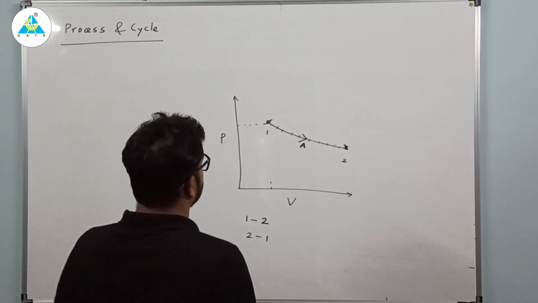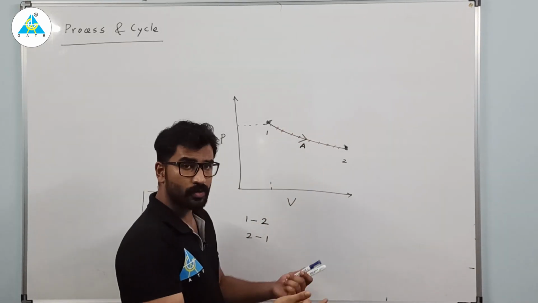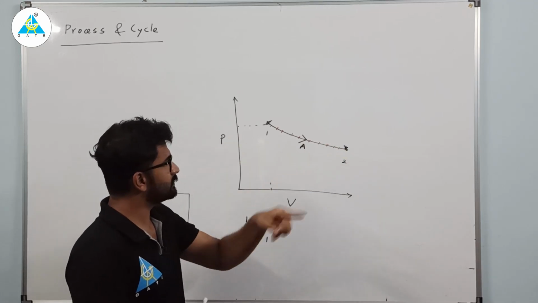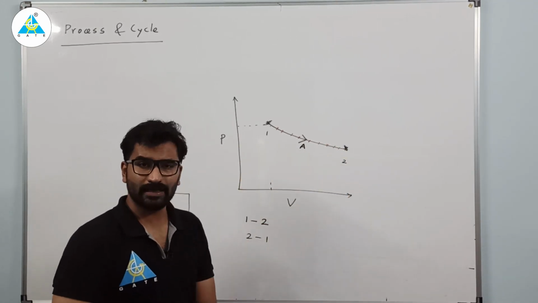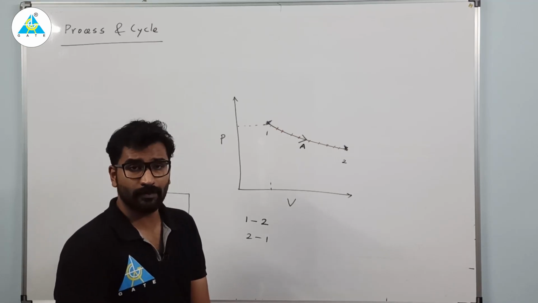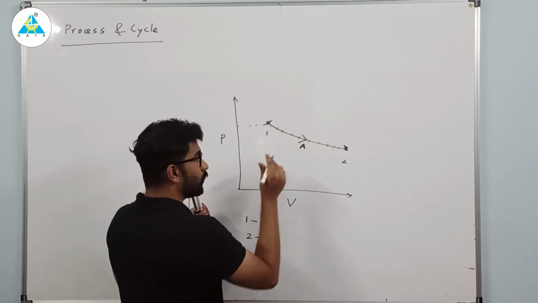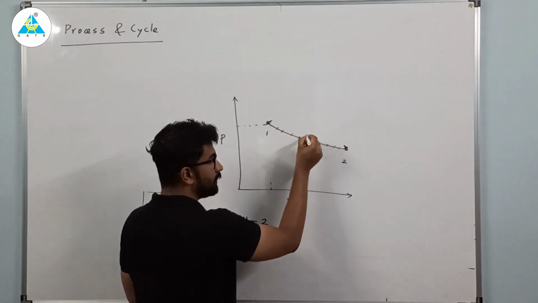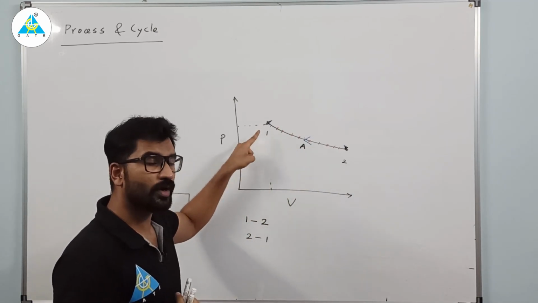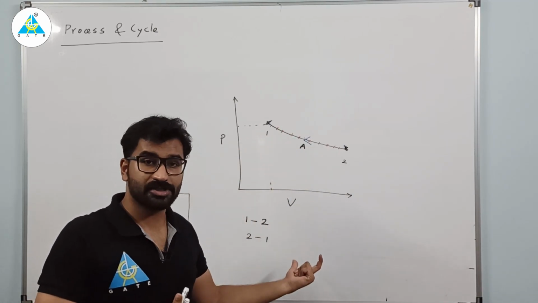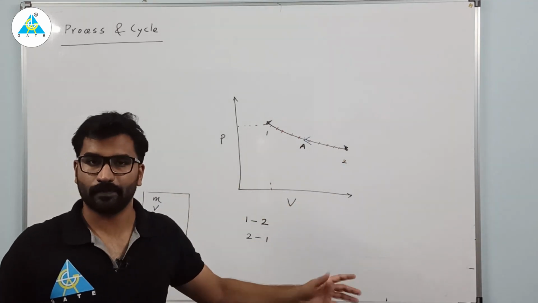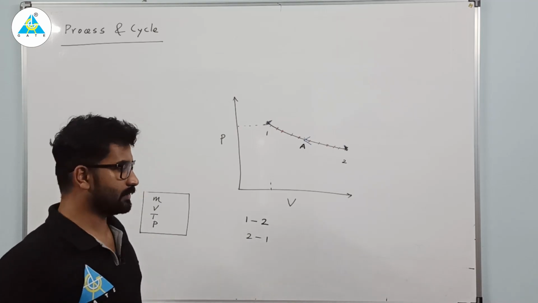So if I say this 1 to 2 is a process, what kind of process is it? You can see here, from 1 to 2 your pressure is decreasing and your volume is increasing, right? So if the pressure is decreasing and volume is increasing, it will be an expansion process. Now if I draw this diagram in the opposite direction, process 2 to 1 will be a compression process. Why? Because your pressure is increasing and your volume is decreasing. Clear? So I hope you understood that. So this is the meaning.